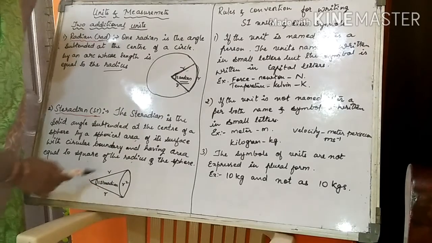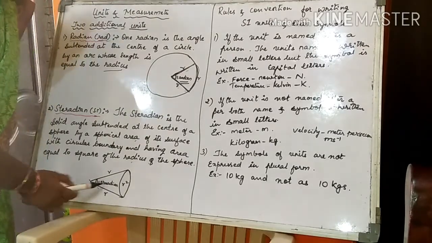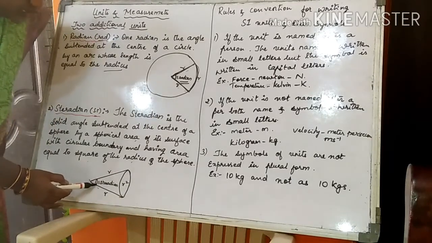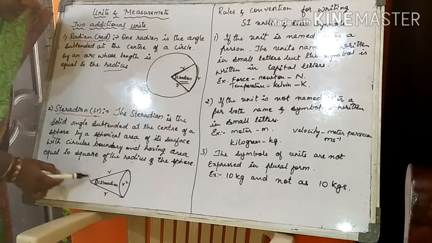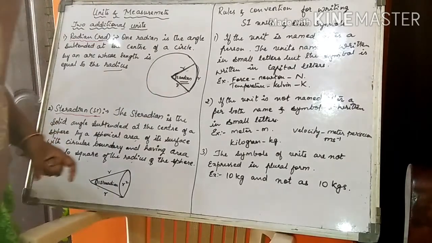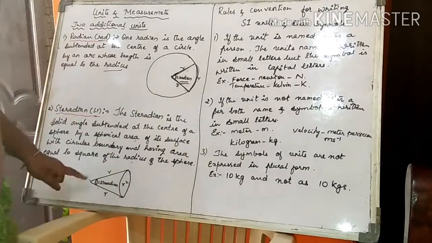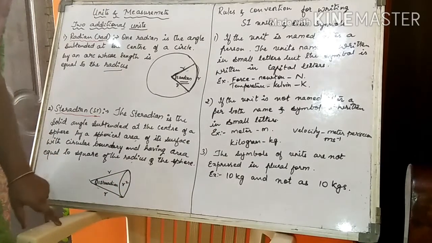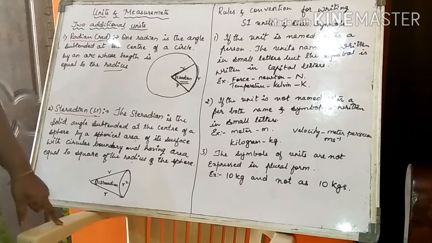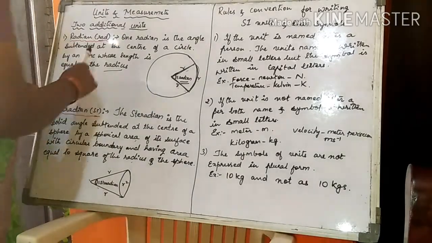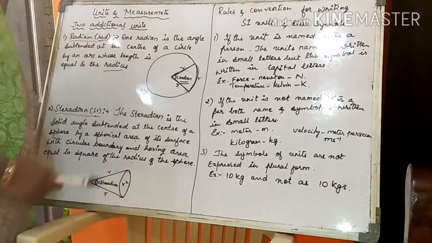This is the radius of the sphere, right? And this area should be equal to r square. Now the angle subtended in the cone is equal to 1 steradian. It is the solid angle of that cone that is known as 1 steradian, when the area is equal to r square of the sphere. So this is about the additional units, radian and steradian.